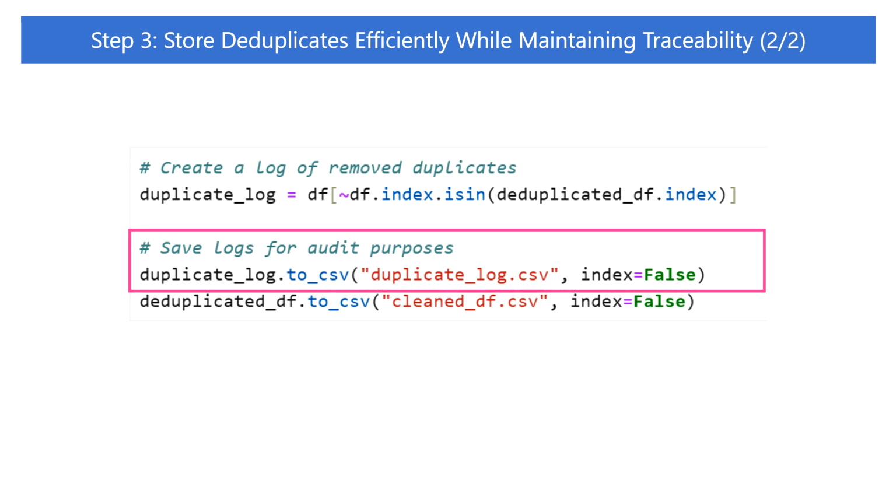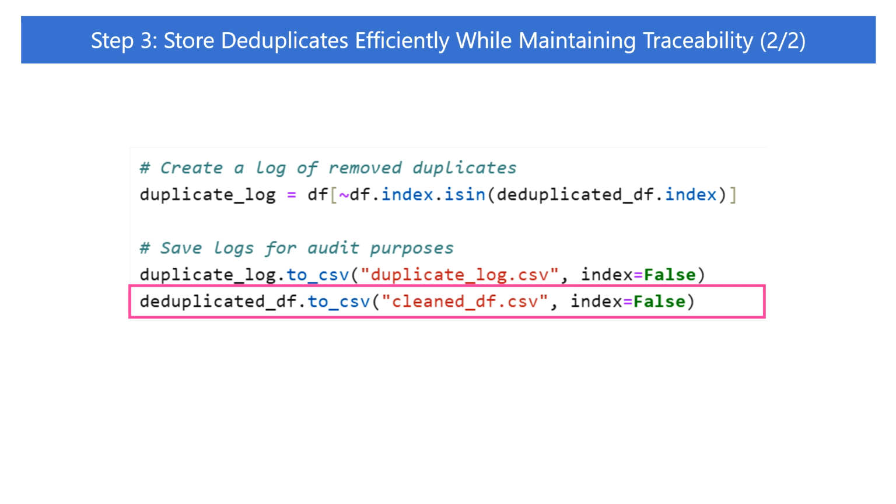This code saves the removed duplicate records into a CSV file named duplicate_log.csv. The parameter index equals False ensures that the data frame index is not included in the output file. This code saves the cleaned dataset to clean_data.csv. This enables us to easily reuse the de-duplicated dataset in further processing. This approach ensures traceability and transparency by keeping a record of removed duplicates while preserving the cleaned dataset.